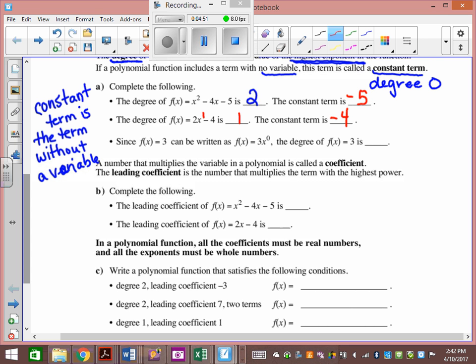So f of x equals 3 can be written as f of x equals 3 to the 0. The degree of f of x is 0. A number that multiplies a variable in a polynomial is called a coefficient. So any number that's in front of a variable is just a coefficient of that variable. Okay? There's a special type of coefficient.